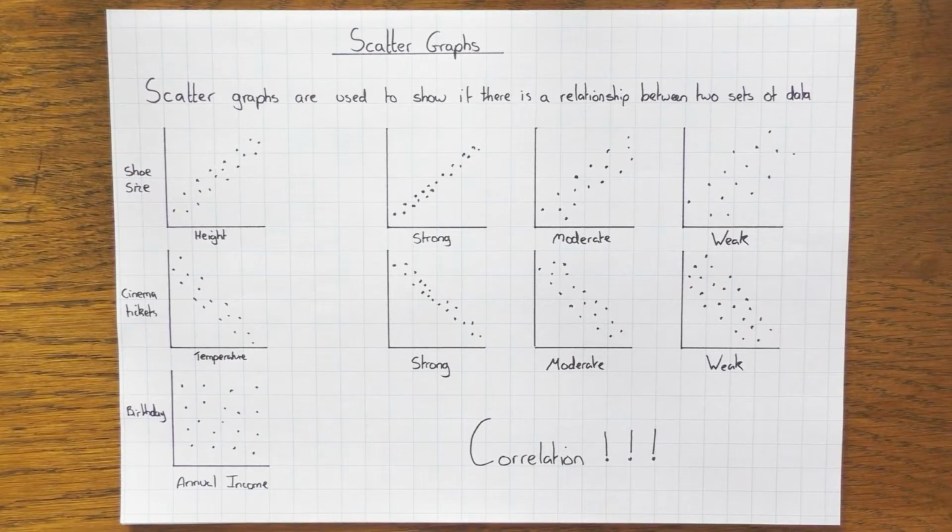Hi guys, in this video we're going to have a look at scatter graphs. So what is a scatter graph? Well, a scatter graph is a way to show if there's a relationship between two sets of data.